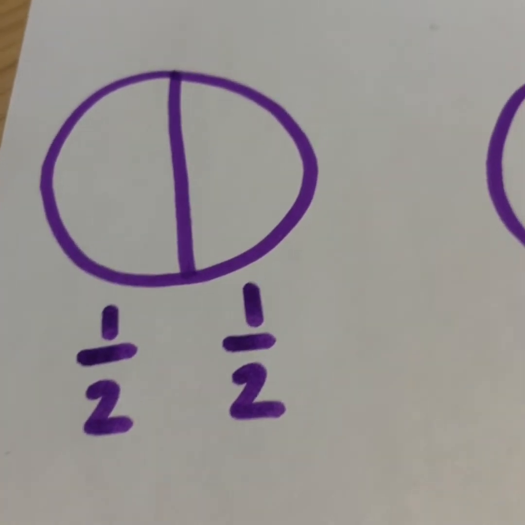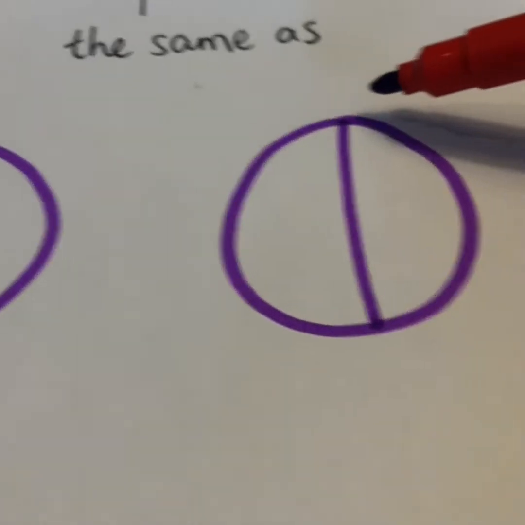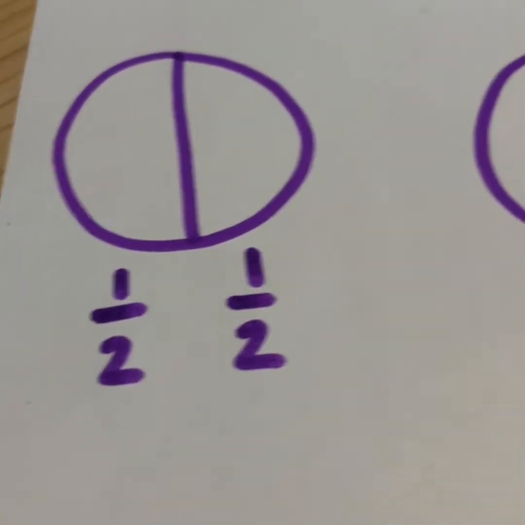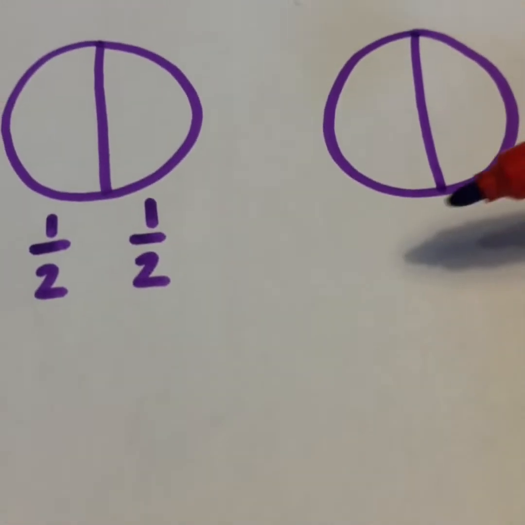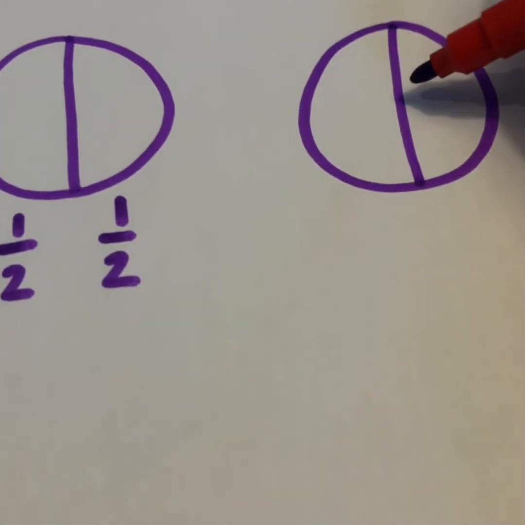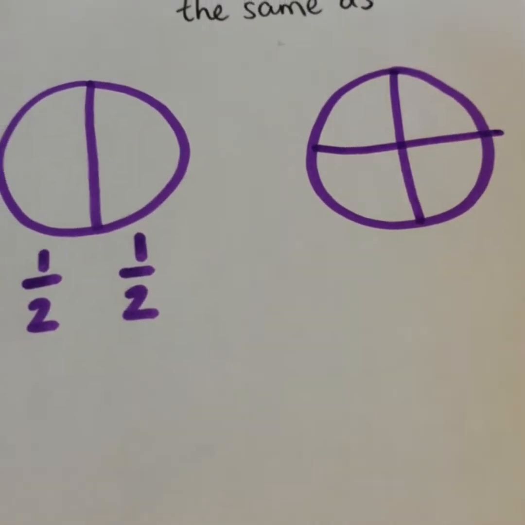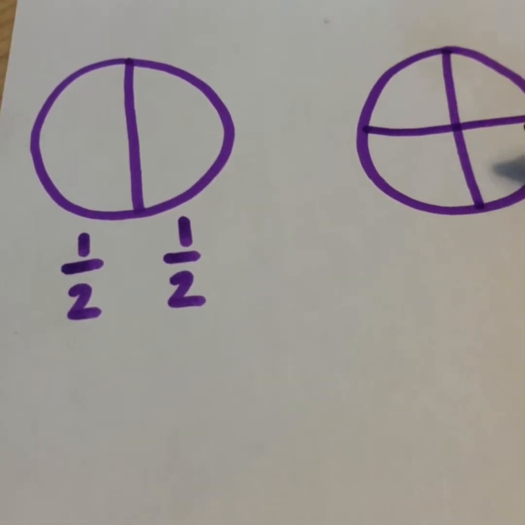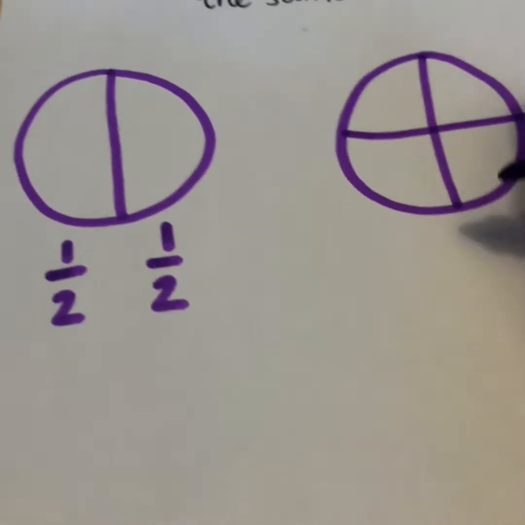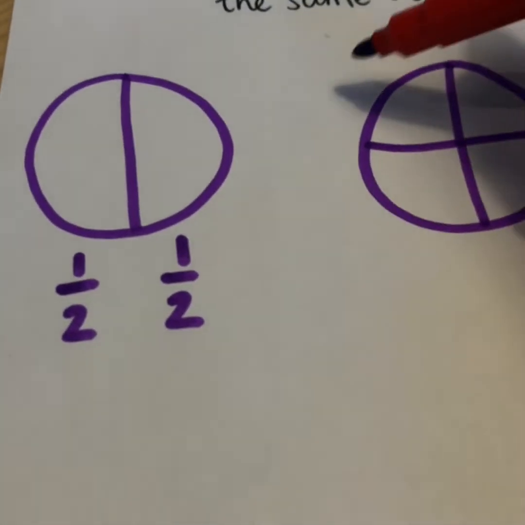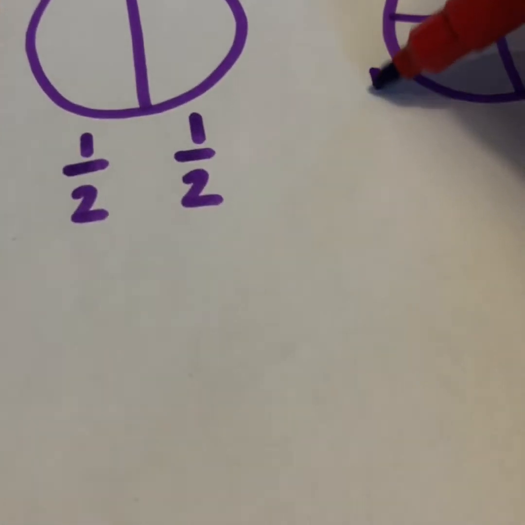If I draw another circle the same size and I put a line right down the middle to split it into two halves, so I have two halves. If I then put a line across the middle that way, I've put it into four pieces, so I've got quarters. So I have 2/4 on this side and 2/4 on this side.